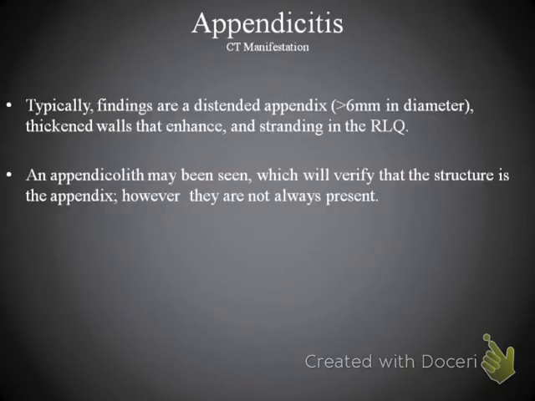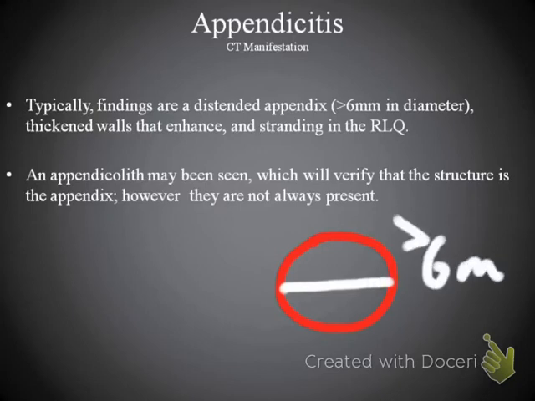So what does appendicitis actually look like on CT? Typically we find a distended appendix greater than 6 millimeters in diameter. When we're talking about diameter, keep in mind the appendix is going to look something like this on our axial images, and it has to be greater than 6 millimeters here, or here. One way or another we have to have greater than 6 millimeters.